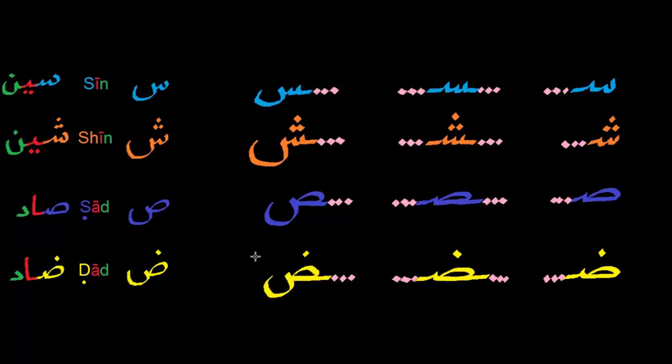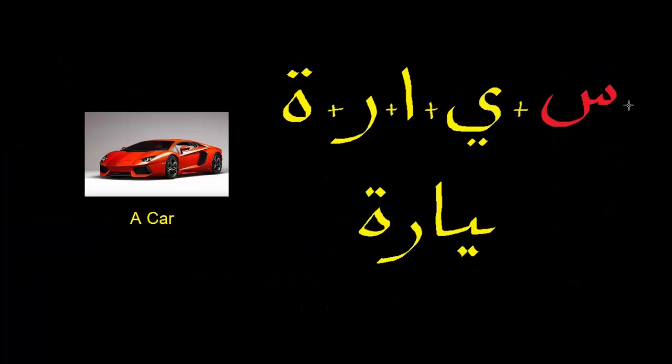Now let's look at a few examples to show us how these letters are written. Let's begin with the seen. So let's take a word, the word for car, or siyara, and the word is composed of the following letters: sin, ya, alif, ra, and ta marbuta. Now I've joined the yellow letters together, and I want to show you how the seen is written in the beginning of a word.